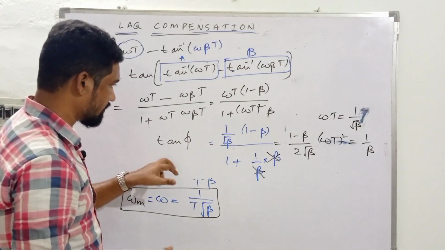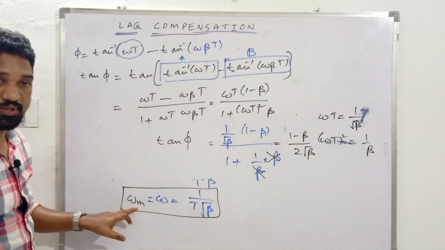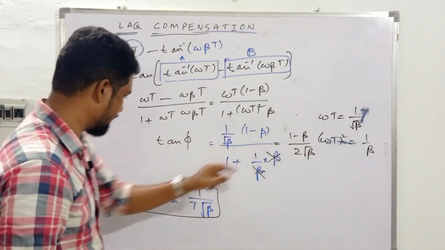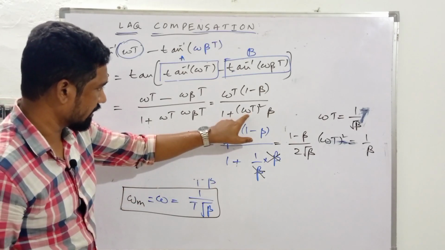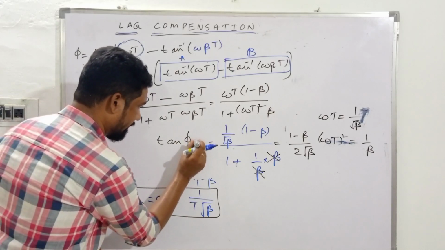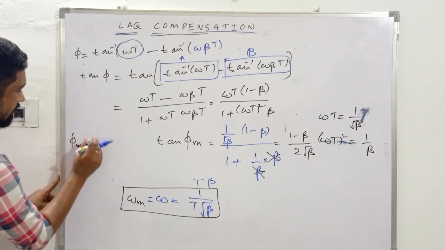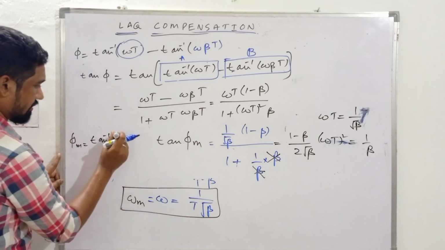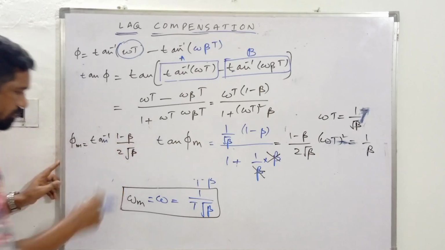And this tan phi is obtained making use of this expression, isn't it? This one we have rewritten over there and plugged in over here. So this is omega m plugged in, right? We made use of omega m. So it's all about omega m. Now phi m will be equal to tan inverse on either side. So tan inverse of 1 minus beta by 2 root beta. Even this will be asked.